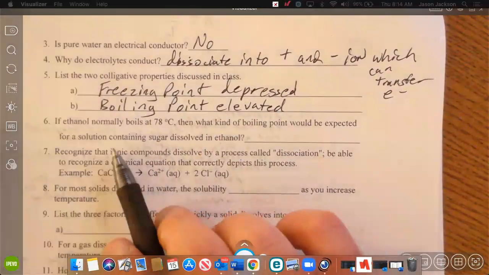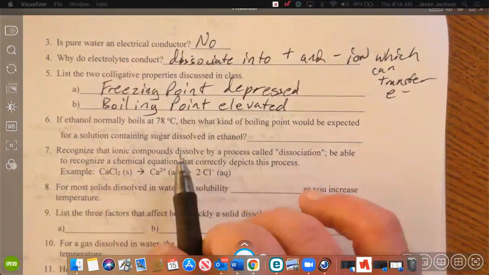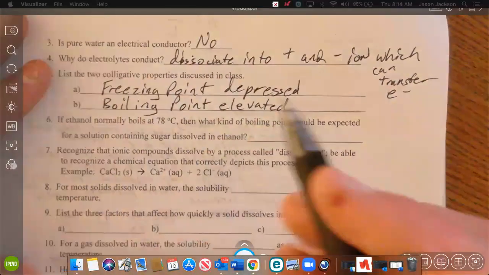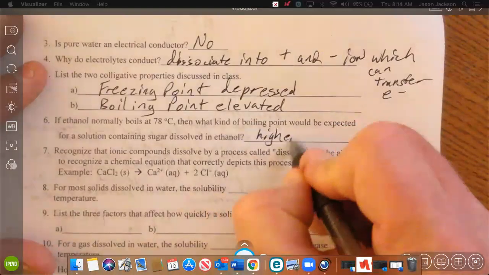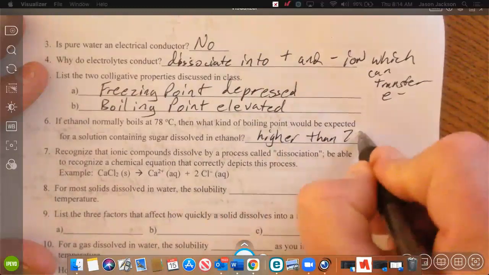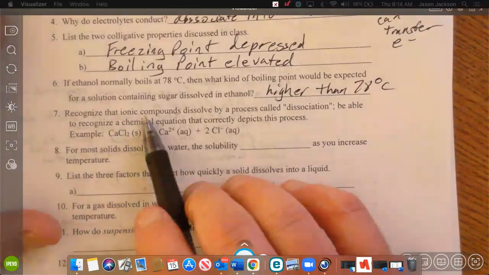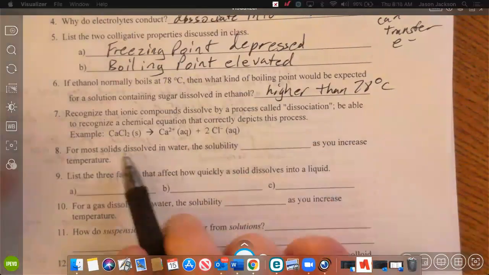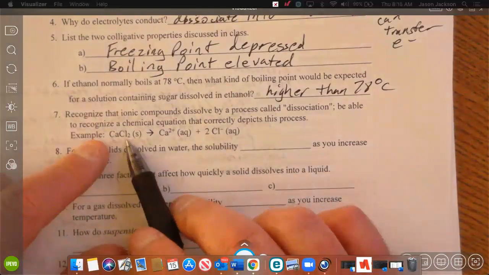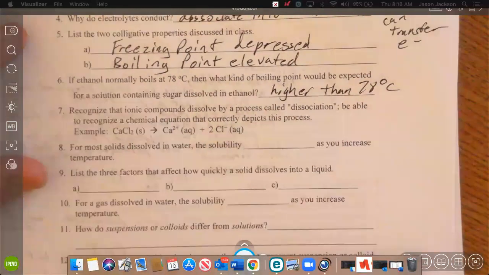If ethanol boils at 78 degrees Celsius, then what kind of boiling point would we expect to see for a solution containing sugar dissolved in ethanol? Higher than 78. Be able to recognize that ionic compounds dissolve in a process called dissociation. So CaCl2 becomes a calcium 2 plus and 2 Cl negative ions.